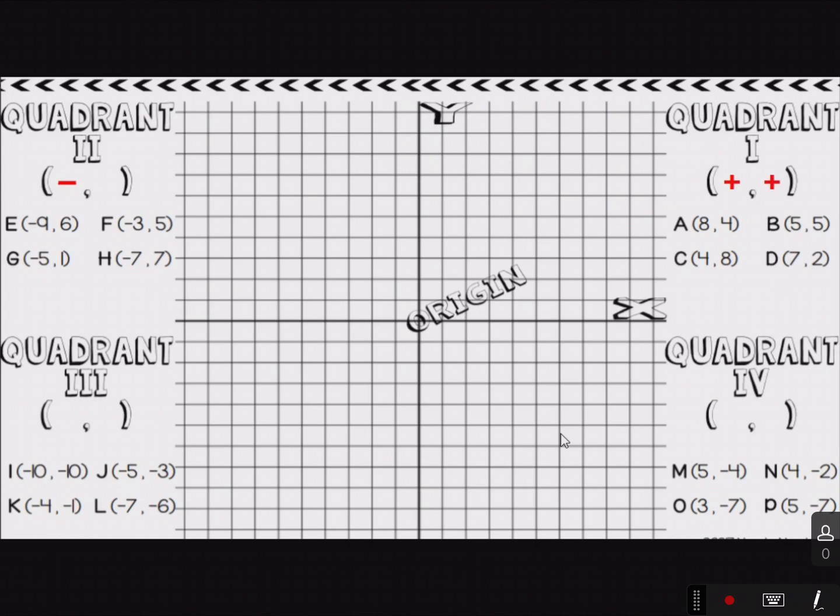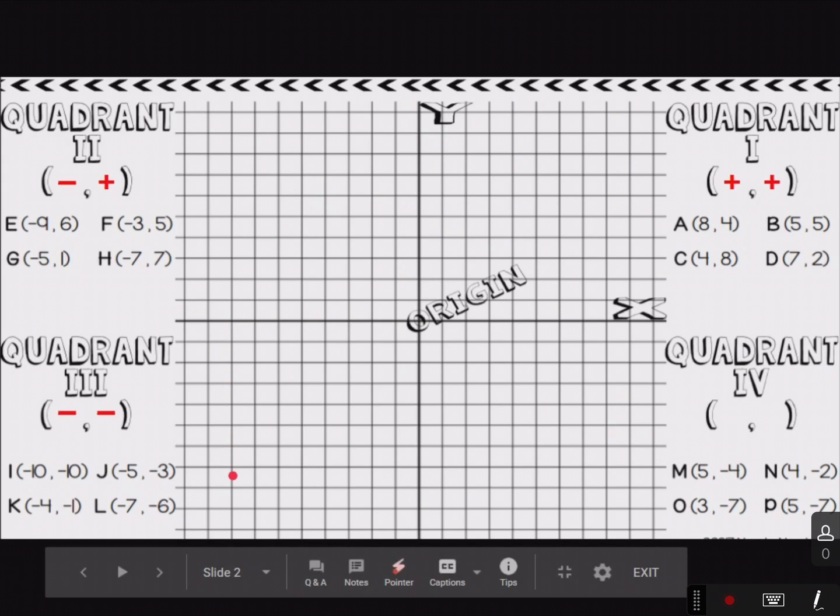Then in quadrant 2, your x is going to be negative because you're moving towards the negative side of your number line. Your y will still be positive because you would still move up into the positive y's. Looking at quadrant 3, both of them are going to be negative because if you start at your origin, you're going to go to the negative x value and then to a negative y value. So that means you're going left and down.